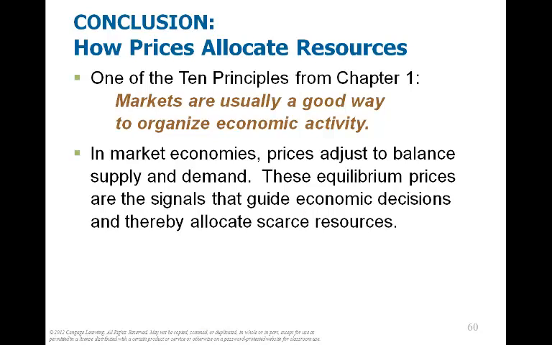So in conclusion, market prices are what help to coordinate the activities of buyers and sellers in a market setting where there's no one centrally planning anything and everyone is planning things for themselves. So in this decentralized system, the price adjusts to balance supply and demand. If the quantity demanded is greater than the quantity supplied, there will be a shortage and the price will get bid up. And if the quantity supplied is greater than the quantity demanded, then there'll be a surplus, and that'll tend to push the price down. So these equilibrium prices are the signals that guide economic decisions, and they're what allocates scarce resources in a decentralized market economy.